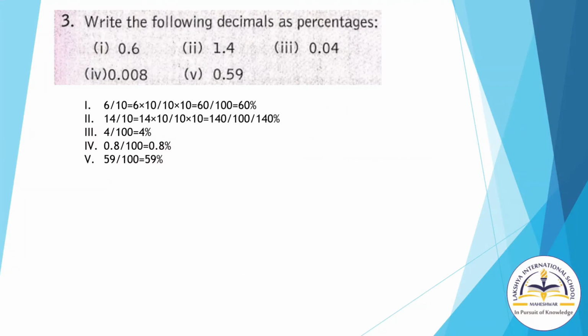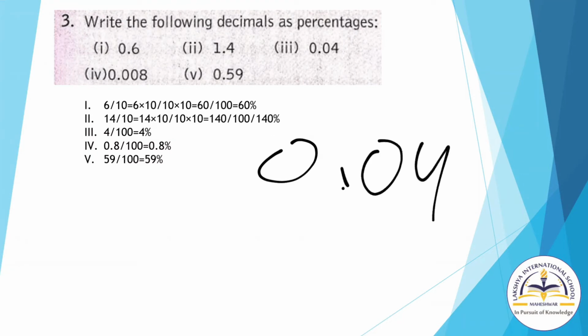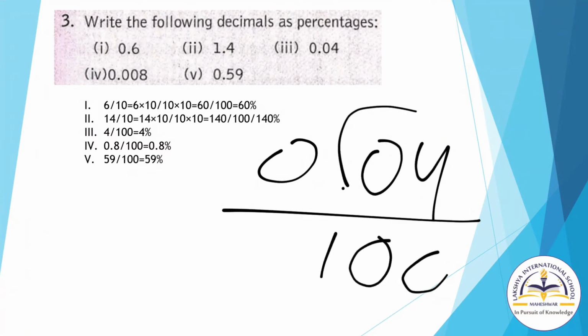Now question number three, 0.04. When you remove the decimal point, there will be 100 in the denominator, so 4 by 100 means 4%. This will be the answer.